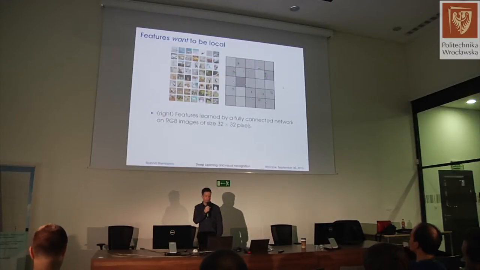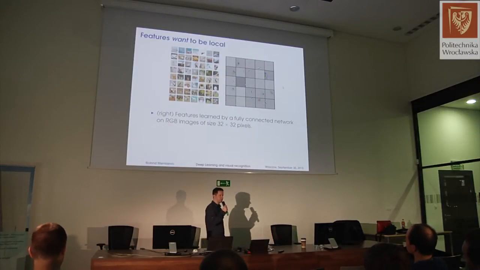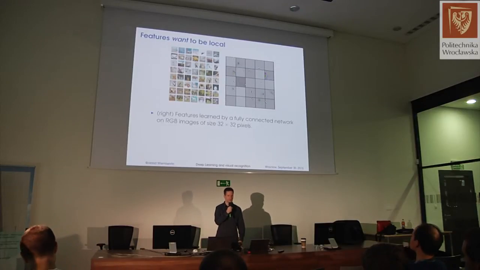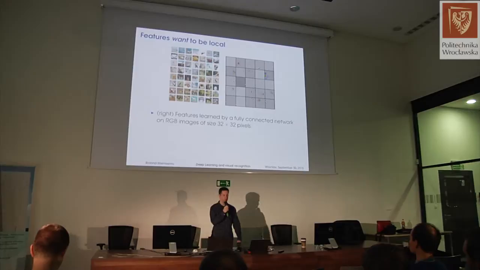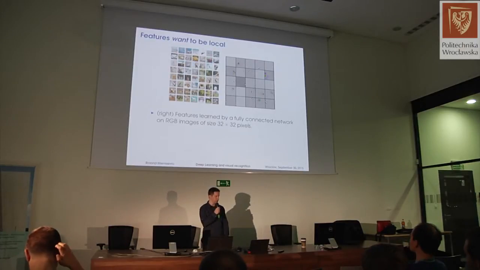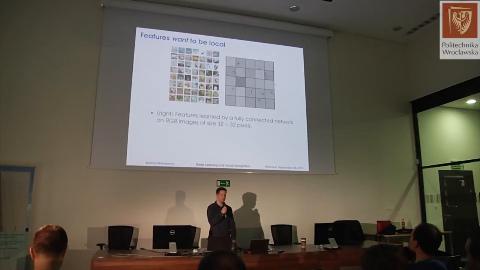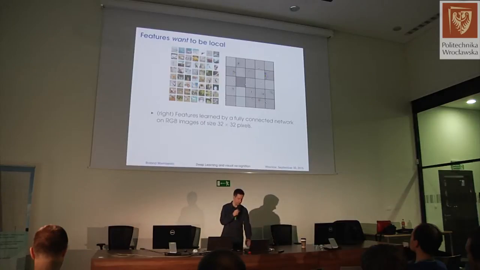What a waste, both computationally and statistically, because the more parameters you have to learn, the more data you're going to need. And if you already know that you're going to have so many zeros, then why even bother using these large features? So this is kind of the main idea behind convolutional networks.